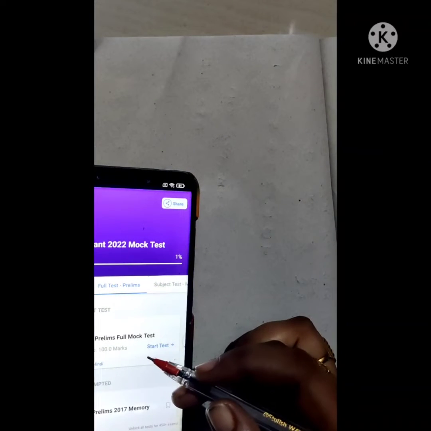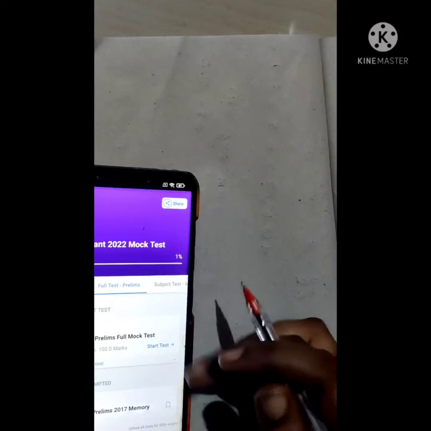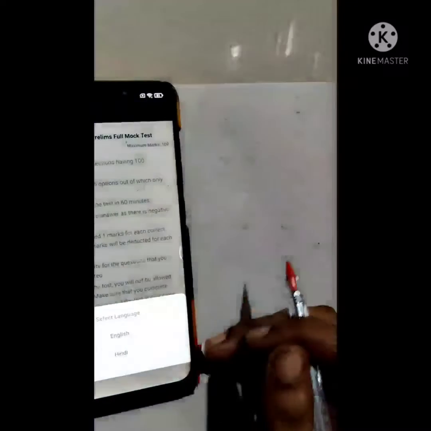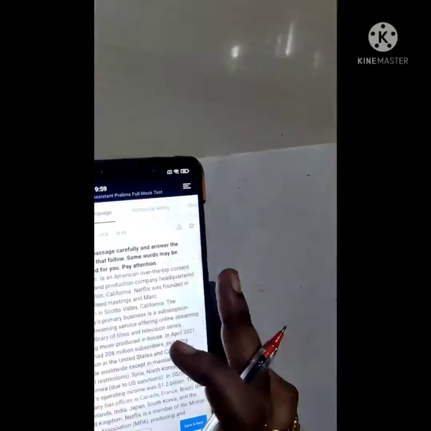So today I attempted the RBI Assistant Prelims full mock test. This is a free test and textbook advice. So just for practice purposes, I will try to attempt this mock test. So let's start. First of all, it shows your default language, then continue. So this is the English language section, guys.